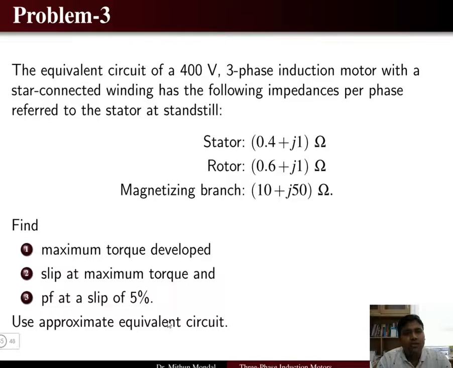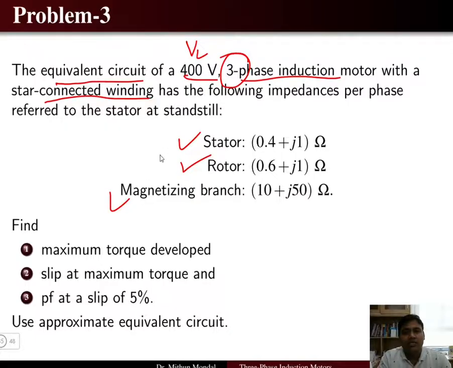Last problem for this tutorial, problem three, is basically the equivalent circuit of a 400-volt three-phase induction motor. So again, this is the line voltage because it is a three-phase induction motor with a star connected winding, and the impedances for the stator, rotor and magnetizing branch are given.